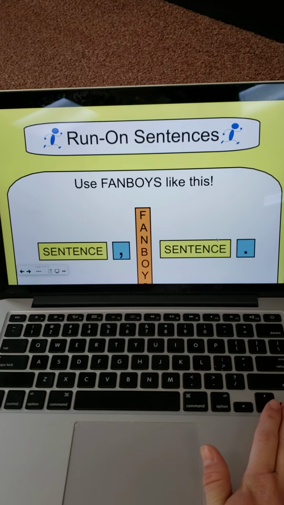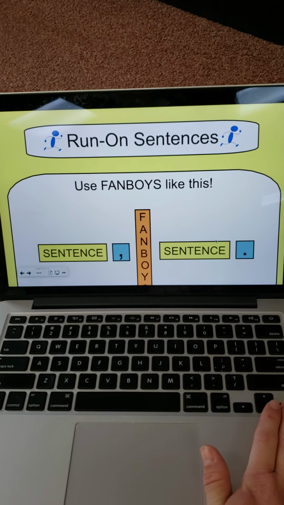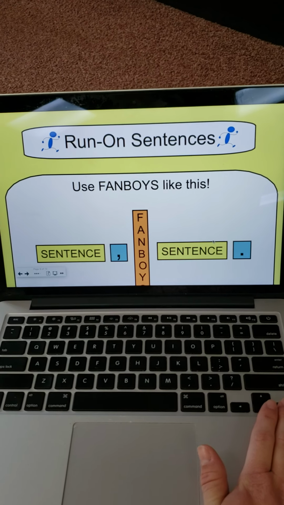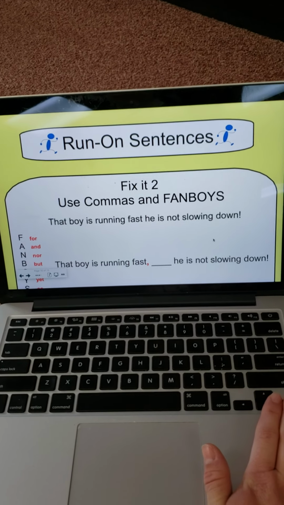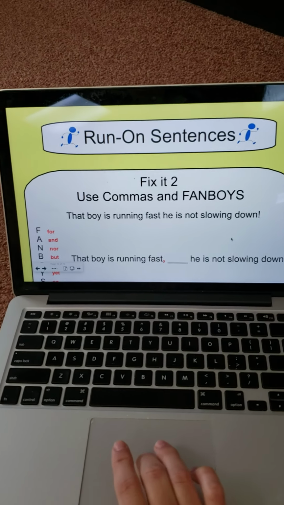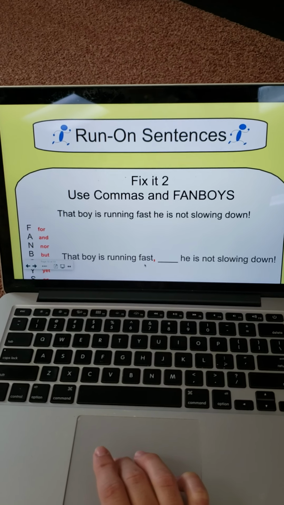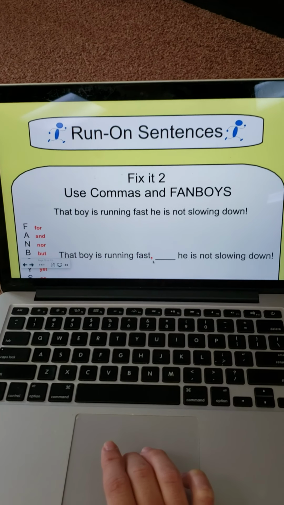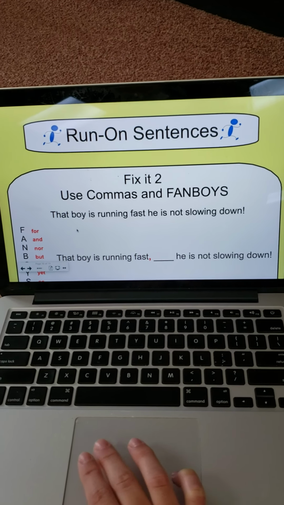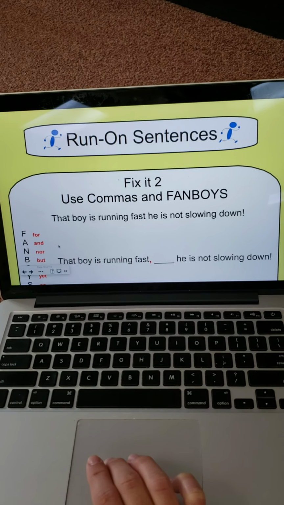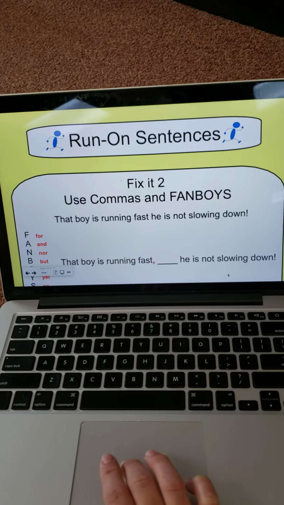So you would have one complete sentence, a comma, a fanboy word, the second sentence, and then your period. So let's look at how we could do this. We could say, that boy is running fast. That's the first complete sentence. Instead of ending it, we would put a comma so we could take a breath. And then we would insert one of our fanboy words, for, and, nor, but, or, yet, so. He is not slowing down.